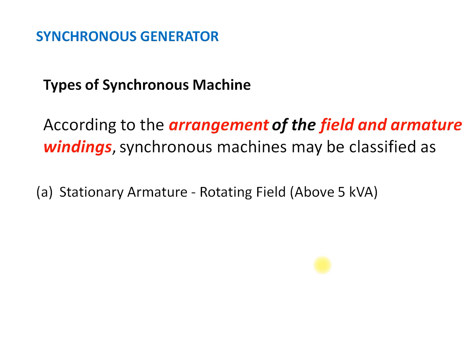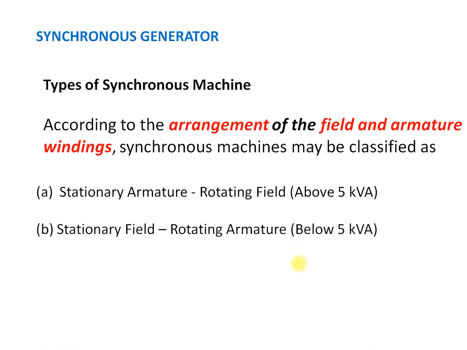So by that displacement, the displacement of 120 degrees may be supplied with the supply voltage of the output of the synchronous generators. In order to get that particular output, we can have these two types of arrangement: one as a stationary armature with a rotating field, and another one as the stationary field with the rotating armature.